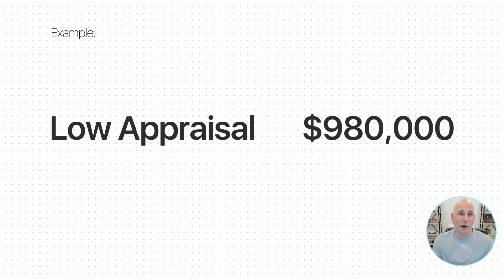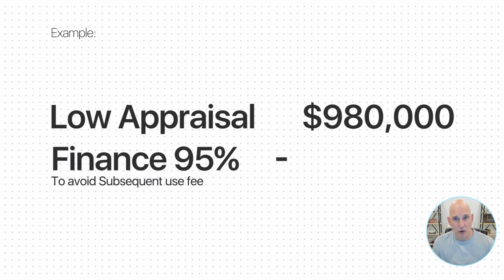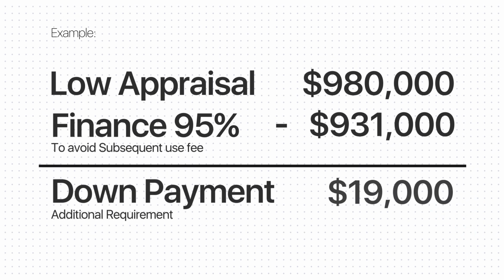Now, in the event of a lower than $1 million appraisal, let's say $980,000, let's say it comes in $20,000 low. To avoid the subsequent use fee, you would actually have to finance 95% of $980,000, which is $931,000, requiring an additional down payment of $19,000.